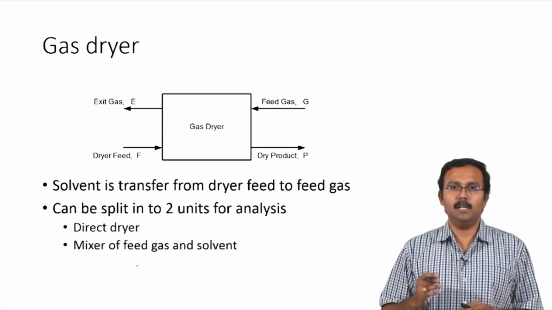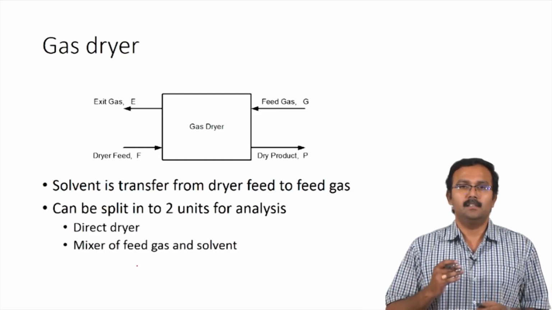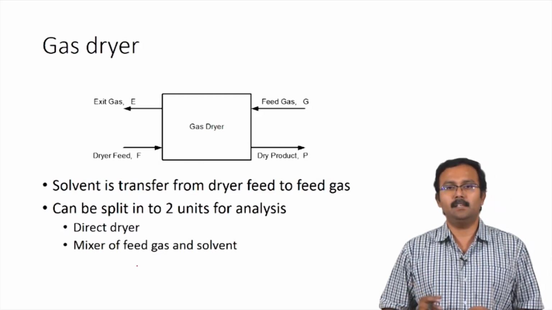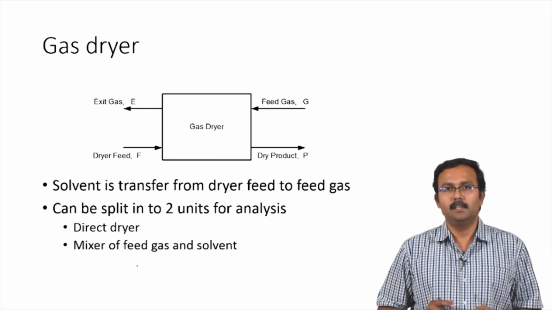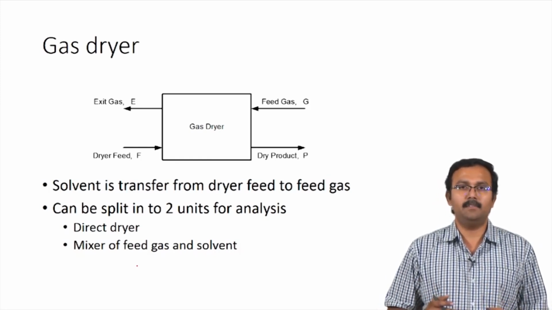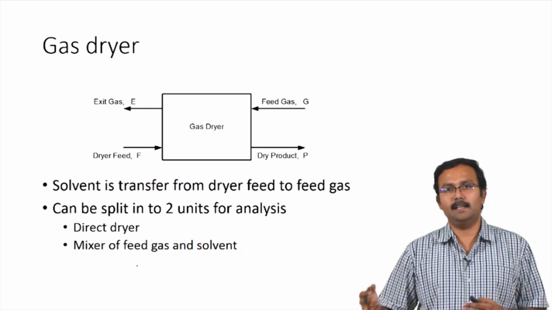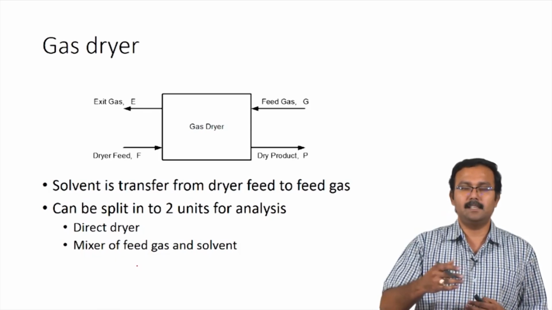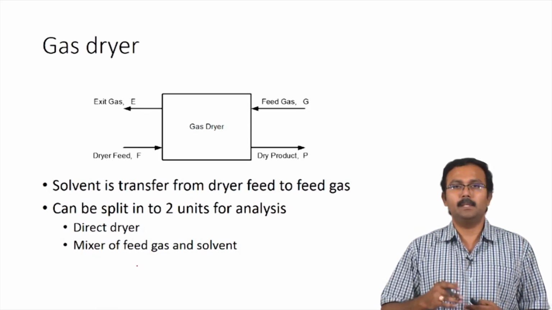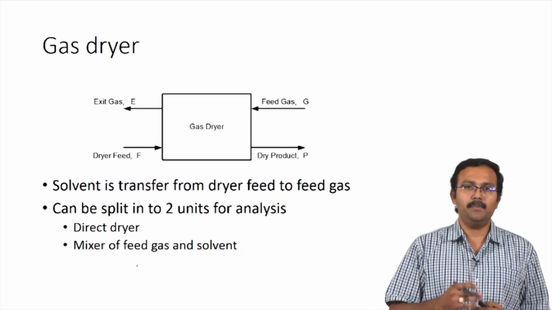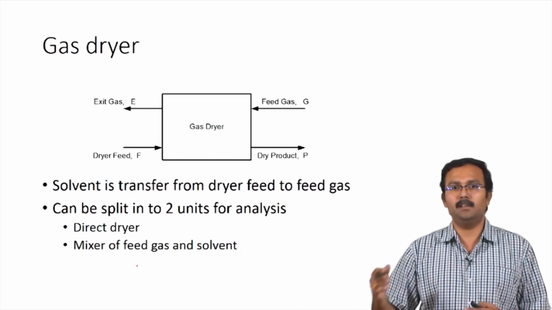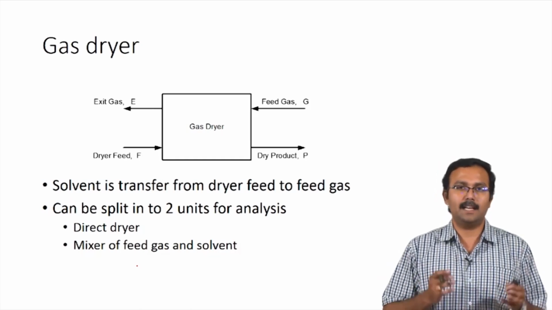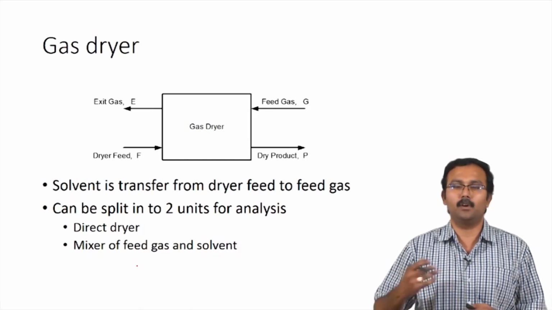This process can actually be split into two units. The first unit would be the direct dryer and the next would be the mixer for the feed gas and the solvent. In the case of a direct dryer, you would have the dryer feed and the dryer product and heat being supplied where the solvent exits the stream in vapor phase. The next step could be the vapor phase solvent getting mixed with the feed gas and leaving as the exit gas. That is why this single process can be divided into two processes for your analysis.